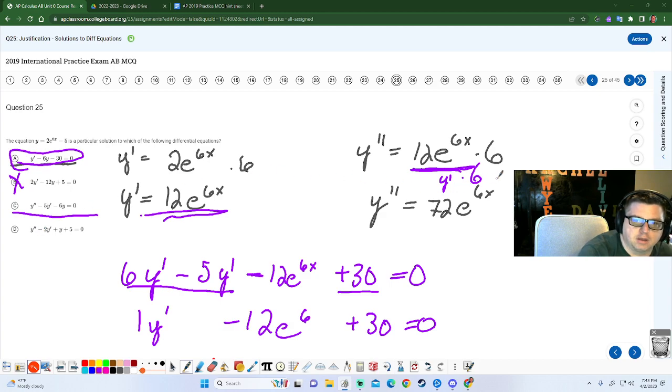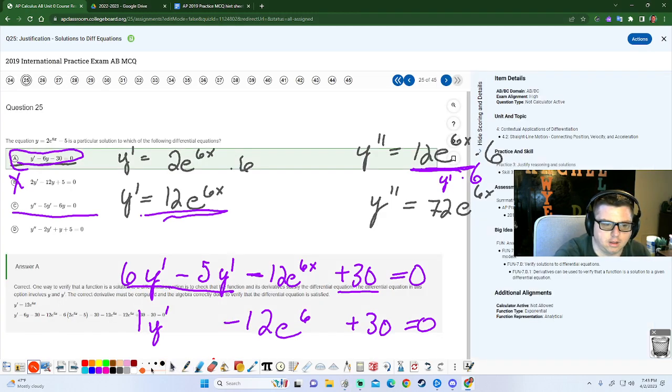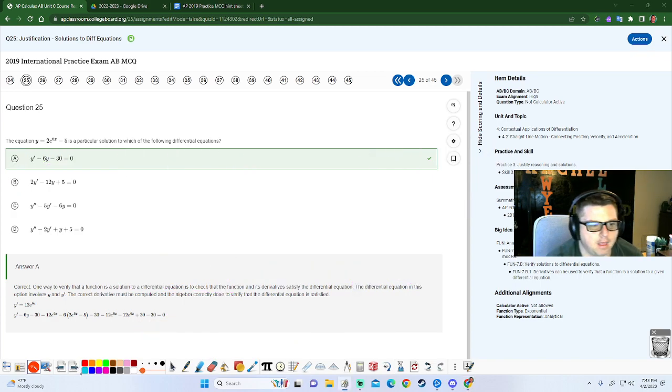I say that because we have 6 y primes, and now we're only subtracting 2 y primes, so we still have a 4 y prime sitting somewhere, and adding that isn't going to do anything. That's definitely not going to work. So I believe that it's A. Let us double check and see what they said. Correct.